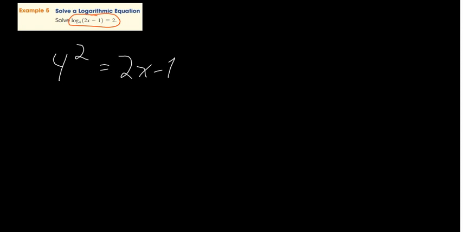So, and of course we know 4 squared is 16, so we can say 16 is equal to 2x minus 1. We can go ahead and add 1 to both sides and then divide by 2. So this tells me my x is going to be equal to 17 over 2.